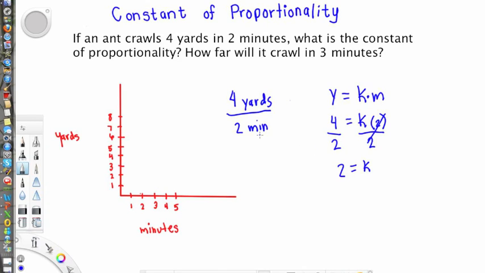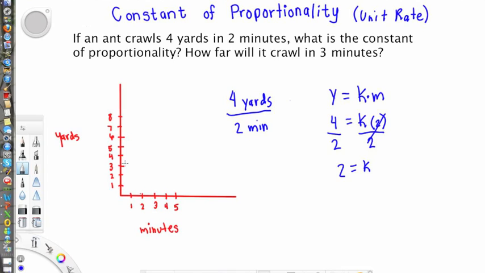What does that mean? That means for every minute, not me, but the ant is going to travel 2 yards. So we just took 4 yards and divided it by 2. Now we've done that before, and what do we call it? It's just simply the unit rate. The constant of proportionality and the unit rate are pretty interchangeable, at least mathematically speaking.